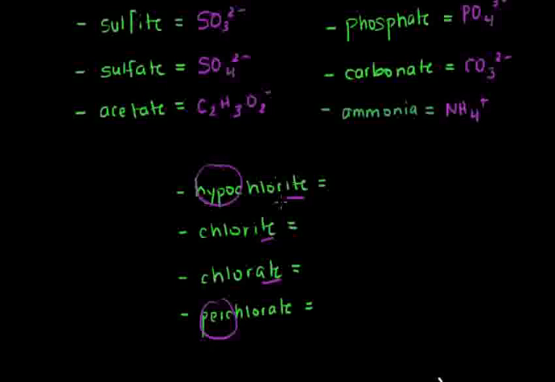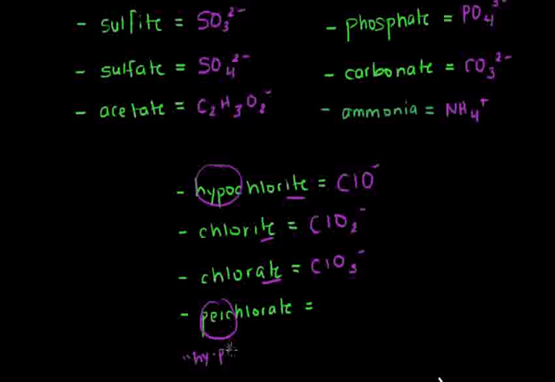Well, if I tell you that hypochlorite has one fewer oxygen than chlorite, well, then you should be able to figure out the rest. If I tell you that hypochlorite is ClO minus, chlorite has one more oxygen, so it's going to be ClO2 minus. Chlorate, remember ate always has one more oxygen than ite, so it's ClO3 minus. And per, you can think of that as hyper.